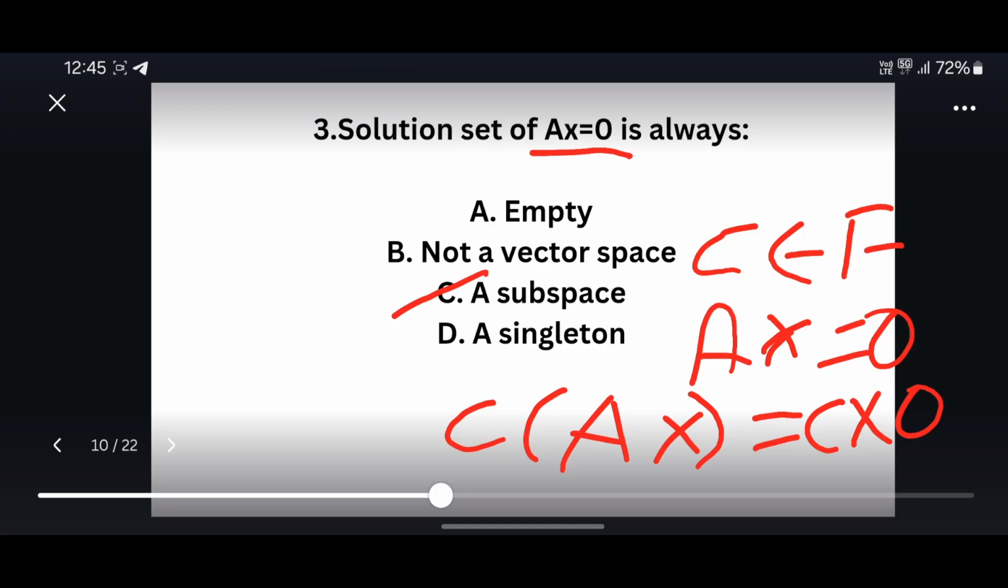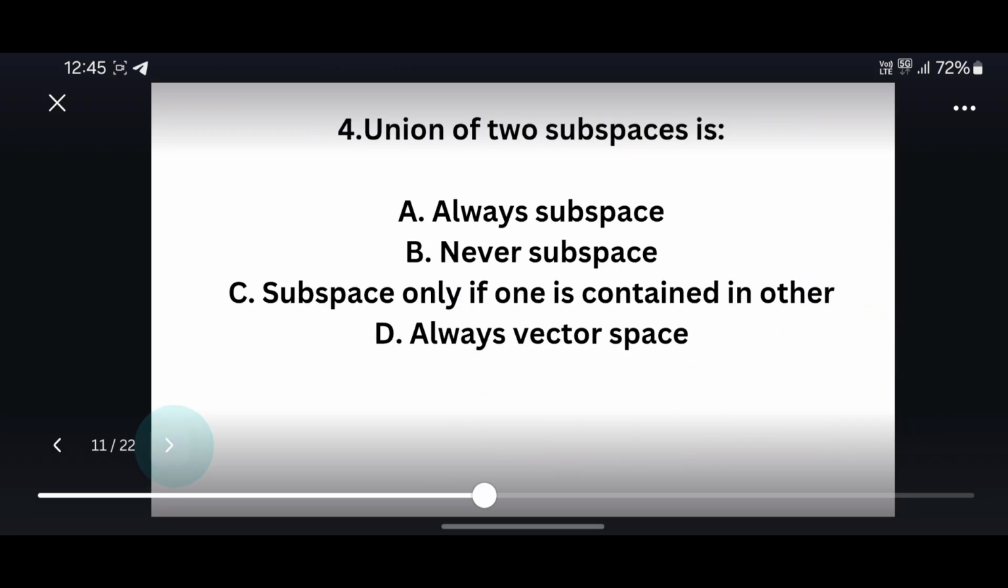Okay, next, fourth MCQ. Union of two subspaces is always a subspace, never a subspace, a subspace only if one is contained in the other, or always a vector space. We already studied the properties of a subspace. The union of two subspaces is not necessarily a subspace. So what is the correct option? Option C: a subspace only if one is contained in the other. What does that mean?